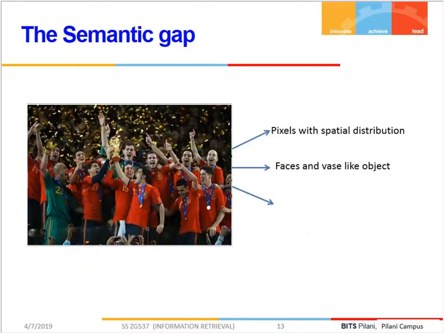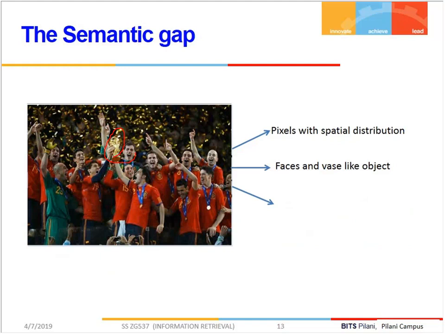Semantic gap means, suppose this is an image. From this image a human can gather that this is an image which is celebrating the victory. The football players are there and they are celebrating the victory because they have their cup here. So basically they are celebrating their victory as football players.